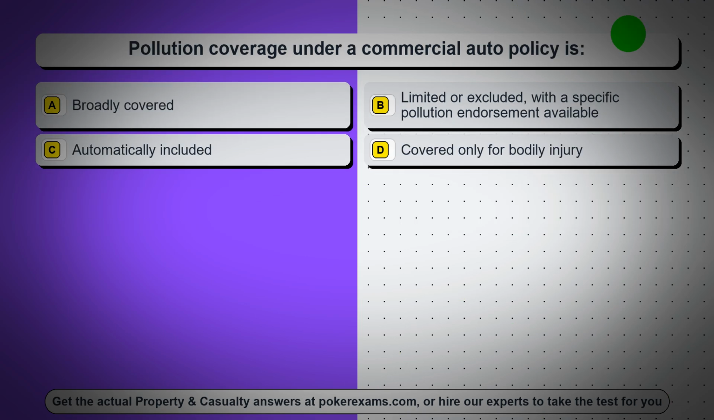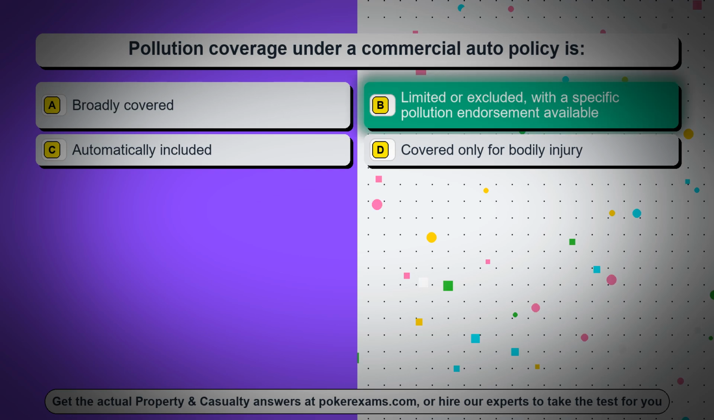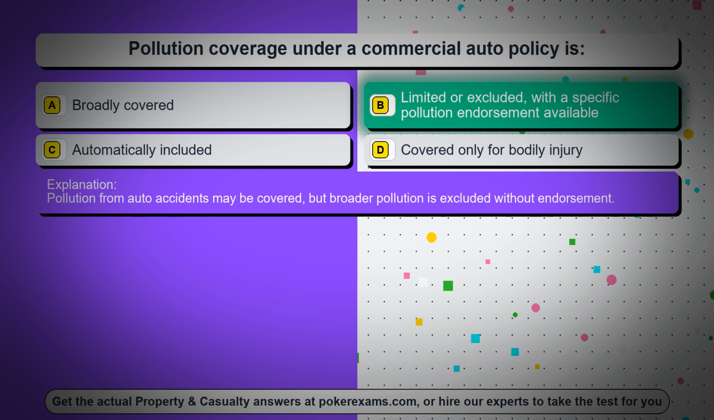Question 66. Pollution coverage under a commercial auto policy is: Option A, broadly covered. Option B, limited or excluded, with a specific pollution endorsement available. Option C, automatically included. Option D, covered only for bodily injury. The correct answer is option B, limited or excluded, with a specific pollution endorsement available. Pollution from auto accidents may be covered, but broader pollution is excluded without endorsement.